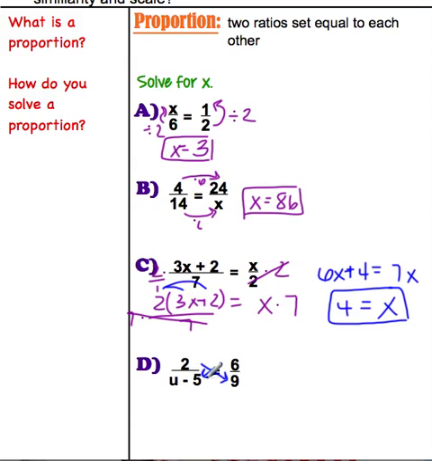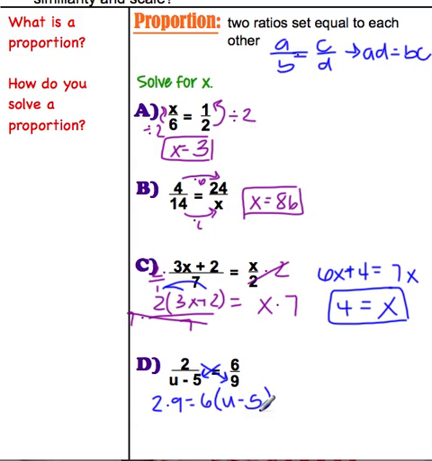Our formula for a proportion states that if we have A over B equal to C over D, then that means that A times D equals B times C. So that being said, D states that 2 times 9 is equal to 6 times the quantity U minus 5.